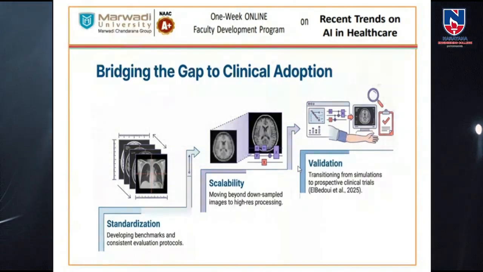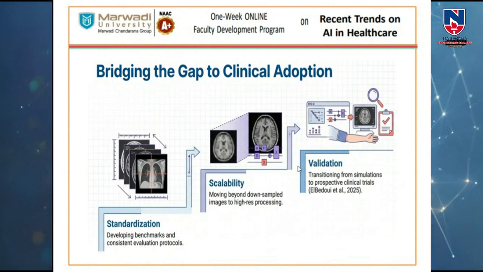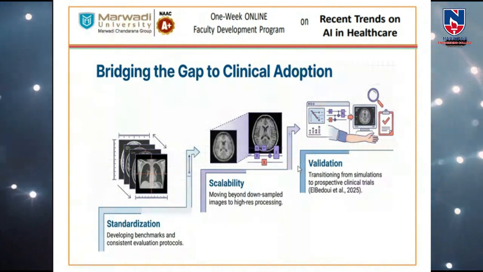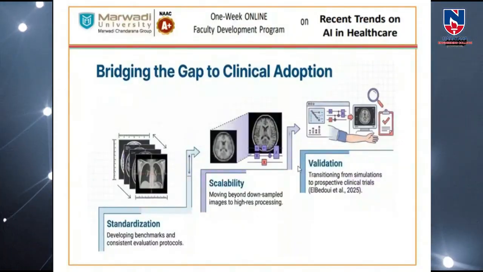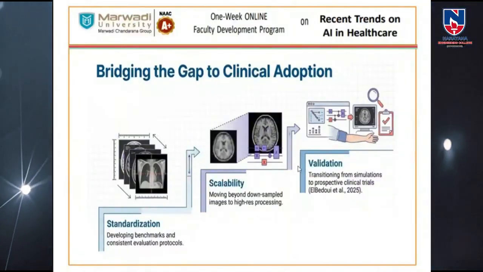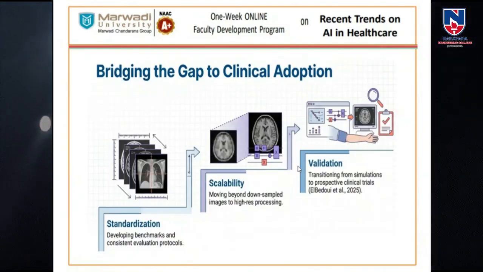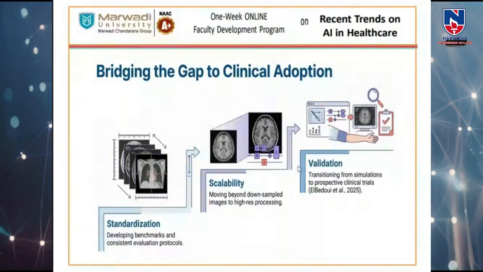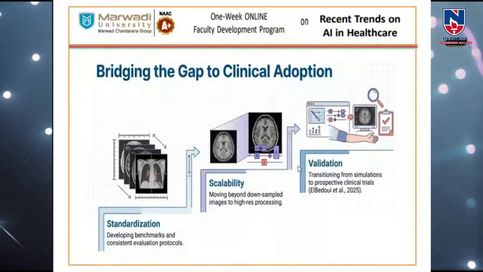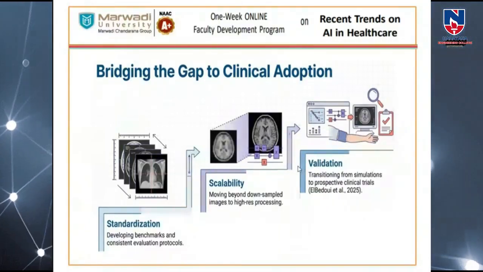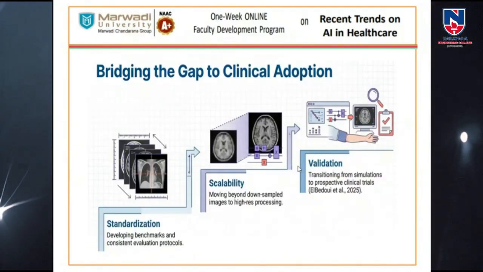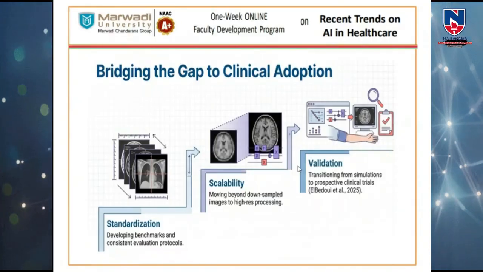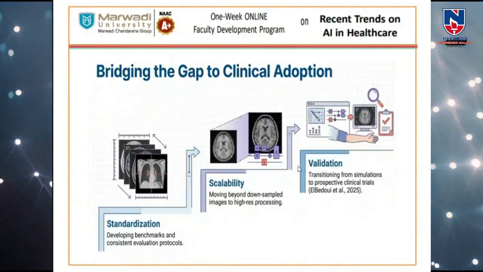Next one is scalability. Most of the research models work on down-sampled data, but clinical deployment demands high resolution image processing without loss of performance and efficiency. Of course, down-sampled in the sense that there is data available on the net. Most people are not working on real time data. That data may be related to some kind of people, like people from the USA; the location also matters as far as the data set is concerned.